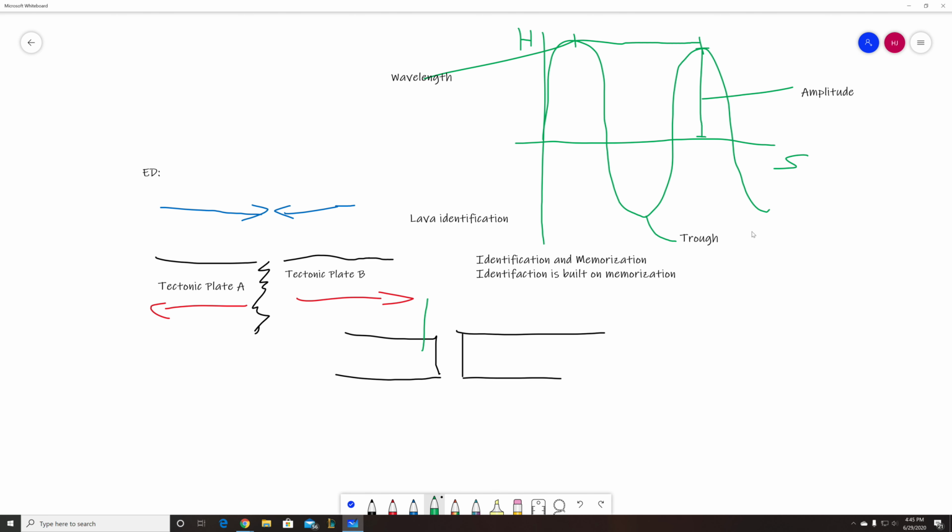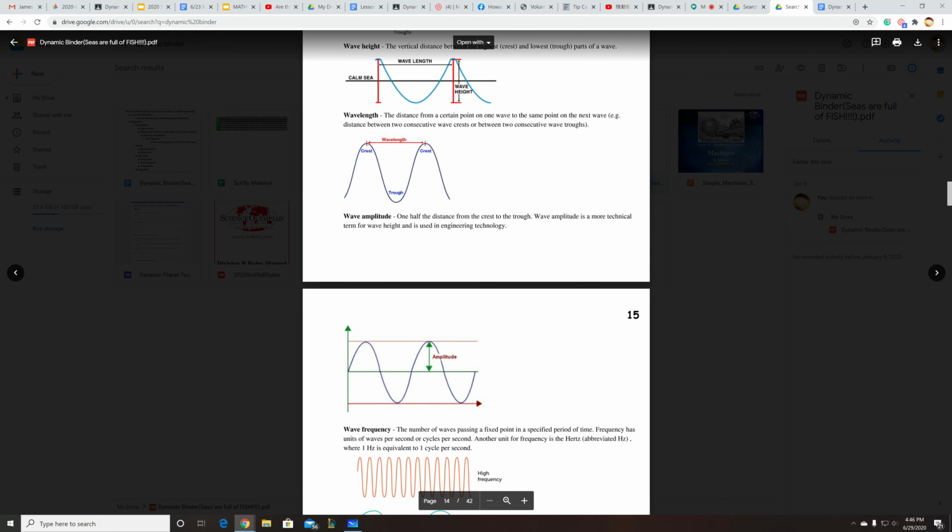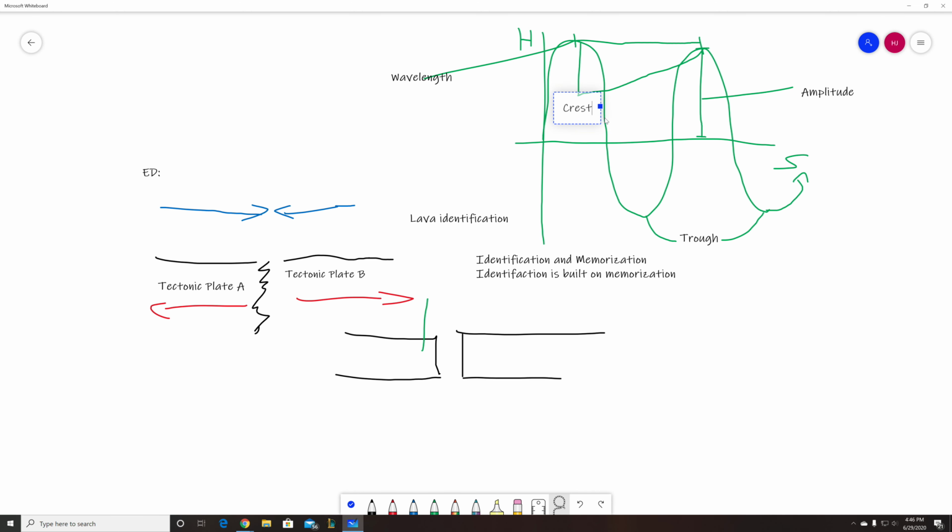Usually these waves are repetitive. So if I continue this, the trough would also be here. Usually that's exactly the same. They are usually continuous waves, and then amplitude. It's kind of hard to label everything, but these two are usually the same. I feel dumb. This is literally just the crest right here.